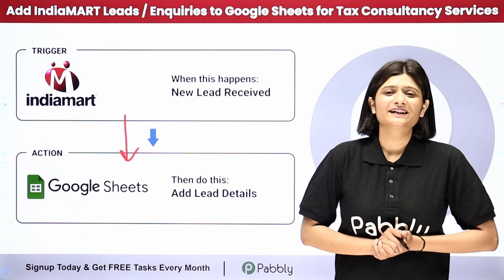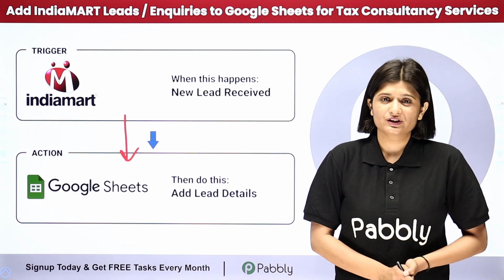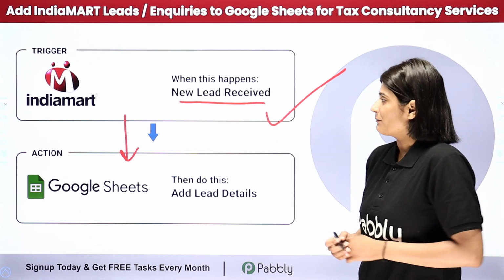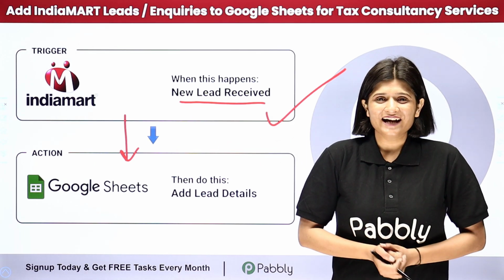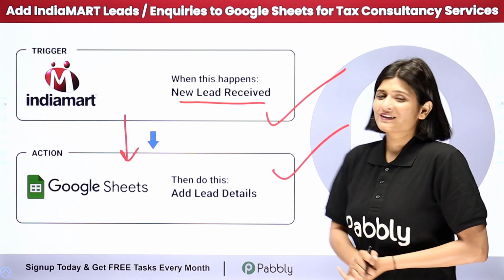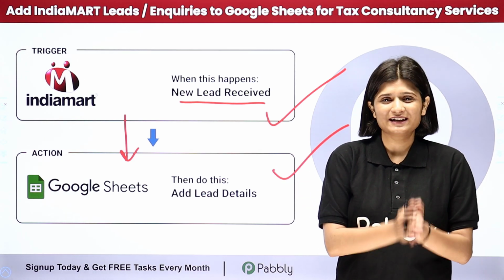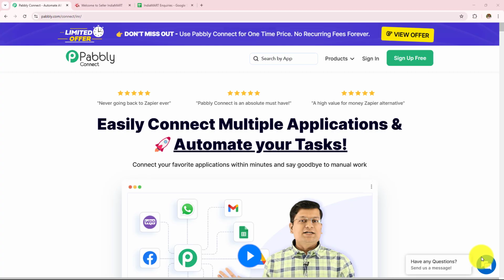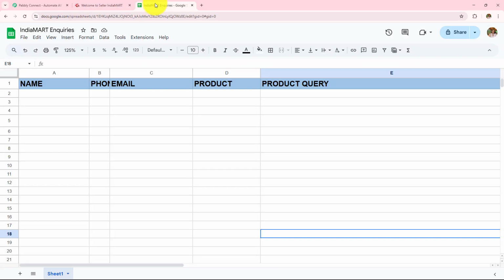With the help of Pabbly Connect, I am going to build this connection in such a way that whenever I receive a new lead or a new inquiry in my IndiaMART, it will be automatically added to my Google Sheets spreadsheet. Now if you want to learn this amazing automation step by step, then let me take you all to my screen. In this video, we are going to learn how to add IndiaMART leads and inquiries to Google Sheets for Tax Consultancy Service. For this, we are going to create automation between IndiaMART and Google Sheets with the help of Pabbly Connect.